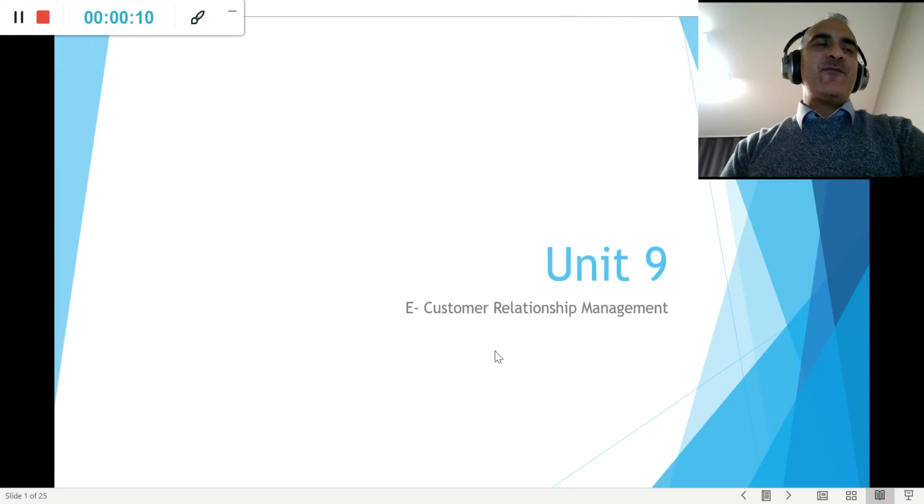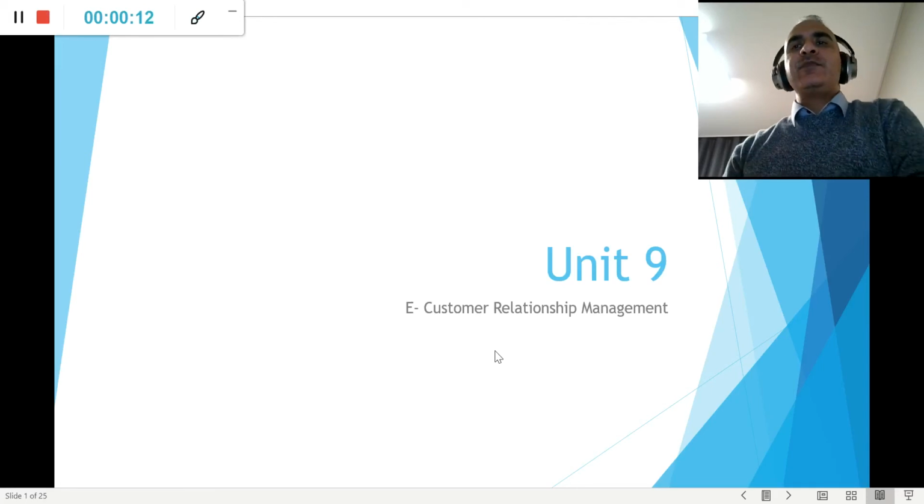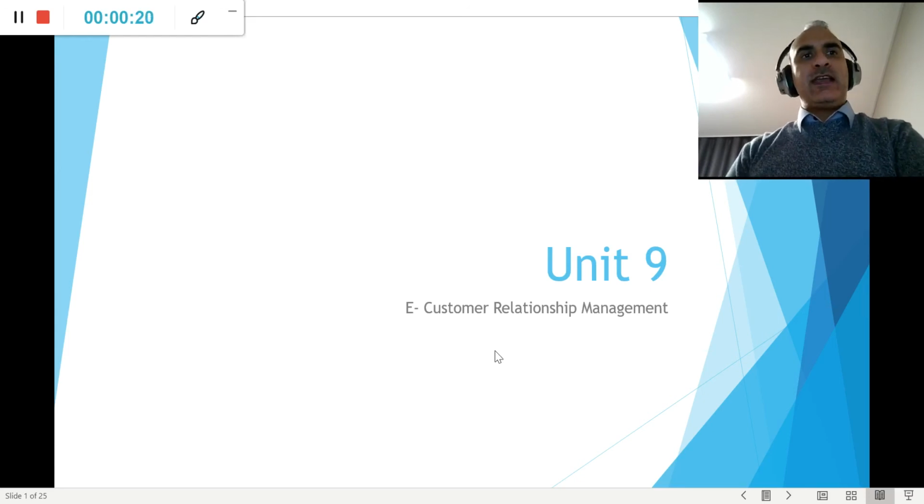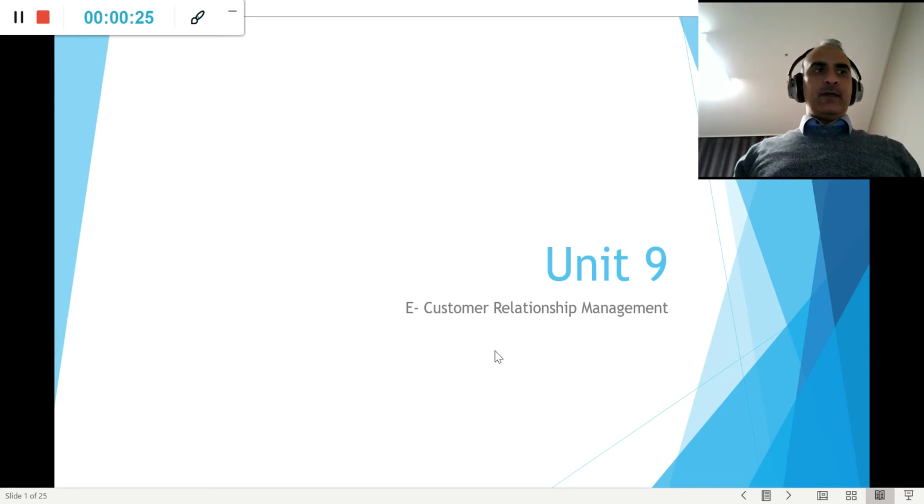Unit number 9, we're going to be talking about e-CRM. So what is e-CRM? Pretty much it is how we track the consumer, what they are doing, how often they purchase, how they behave, who they are. And nowadays we can track all of this through the technology that we have available through the websites.